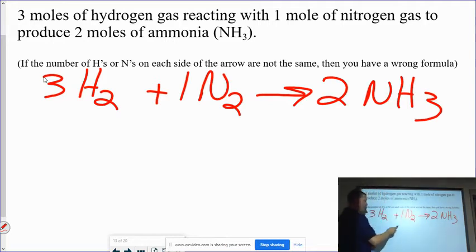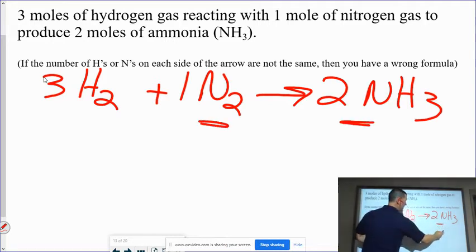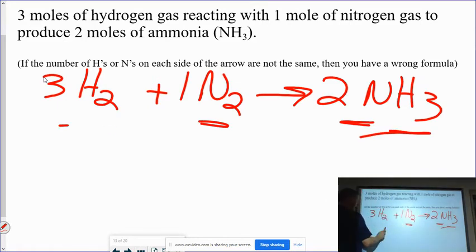And if you check that out, I have 2 N's on this side. I have 2 N's on this side. I have 6 H's over here. I got 6 H's over here, and we are in fact balanced.